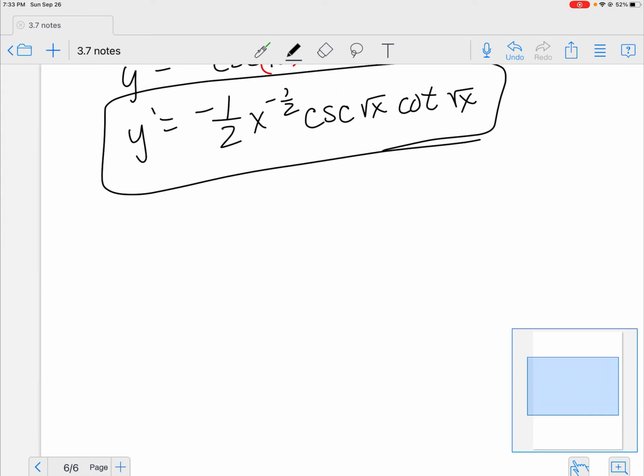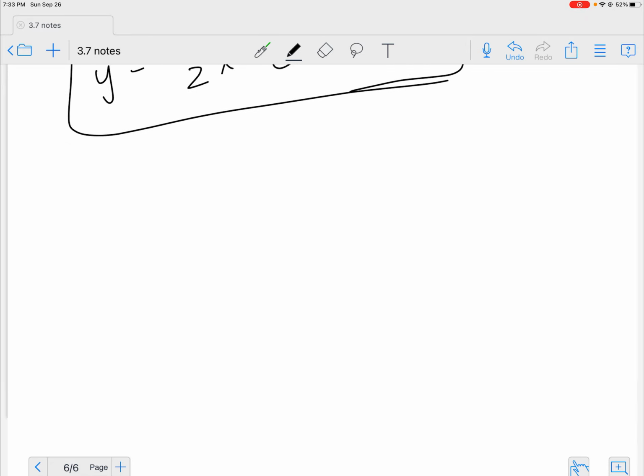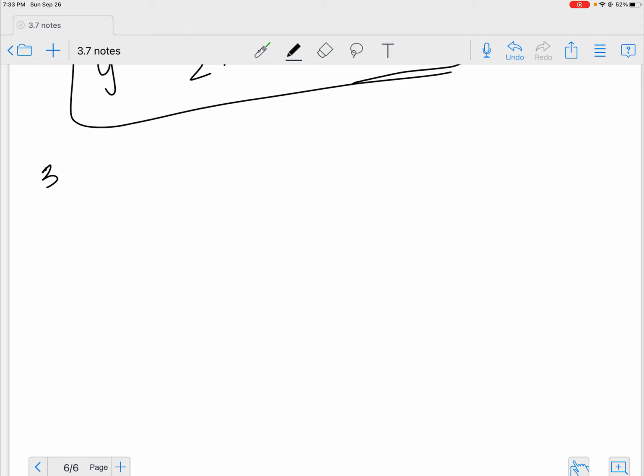Okay, let's do more. Do I have room? Oh, yeah, we do. We just started this page. We got tons of room.